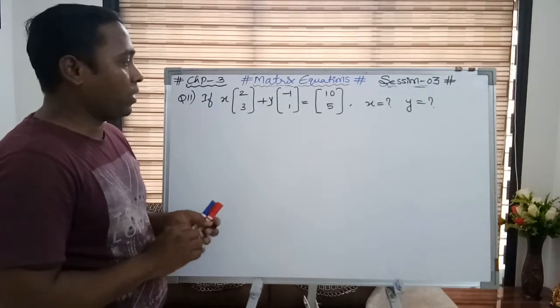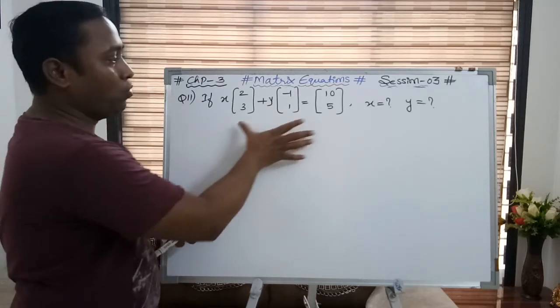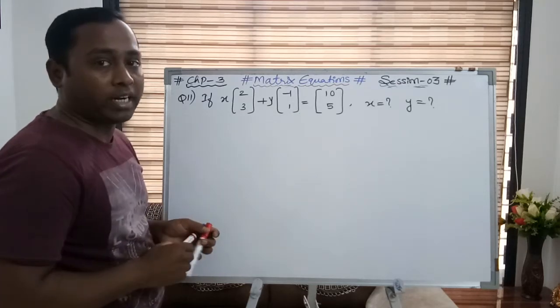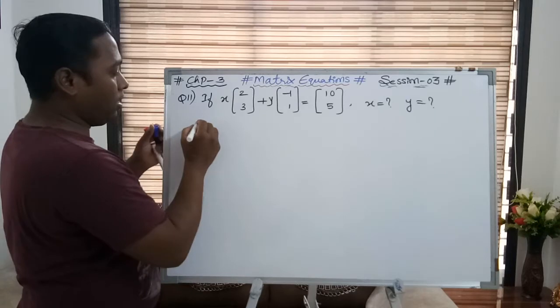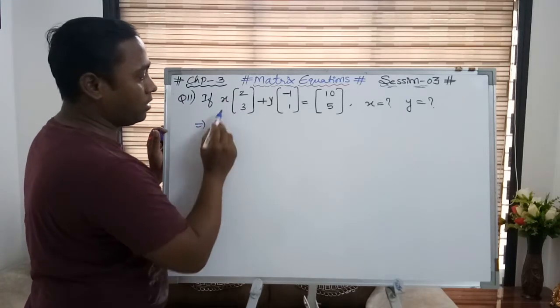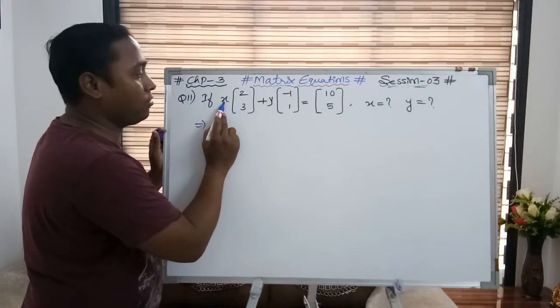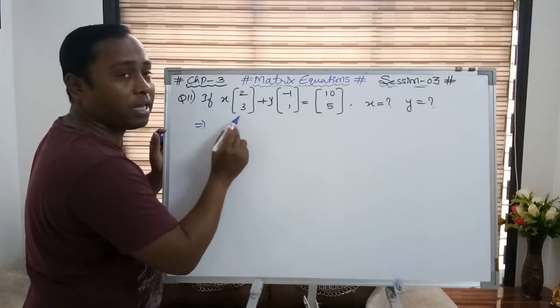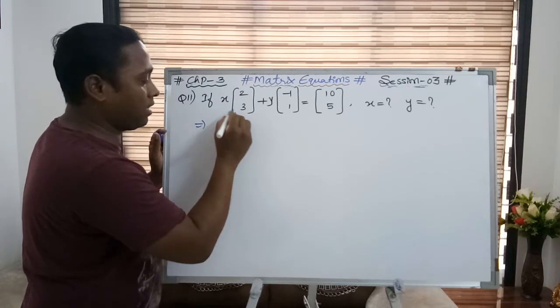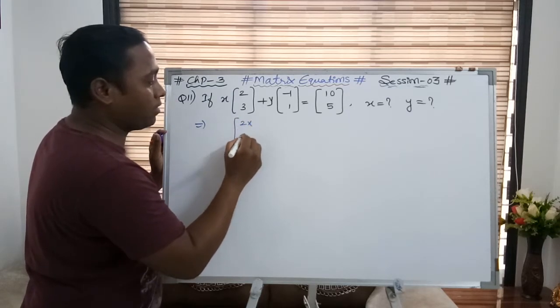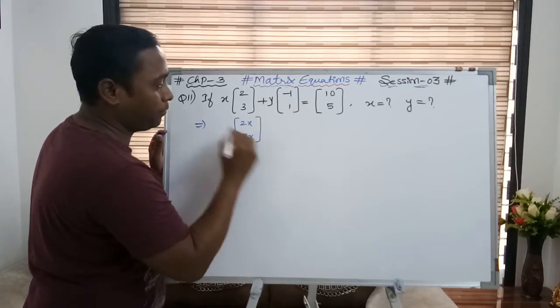You can observe even. Here we just need to simplify this equation to get x and y. So if you see, this matrix is simply multiplied by variable x, so each element is multiplied by x, hence this matrix in the next step is reduced to 2x and 3x.